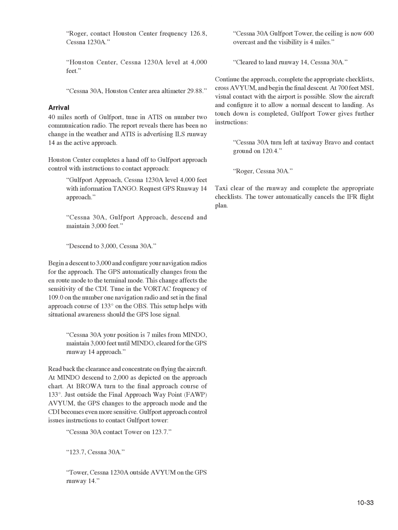Cessna 30A, Gulfport approach, descend and maintain 3,000 feet. Descend to 3,000, Cessna 30A. Begin a descent to 3,000 and configure your navigation radios for the approach. The GPS automatically changes from the en route mode to the terminal mode. This change affects the sensitivity of the CDI.